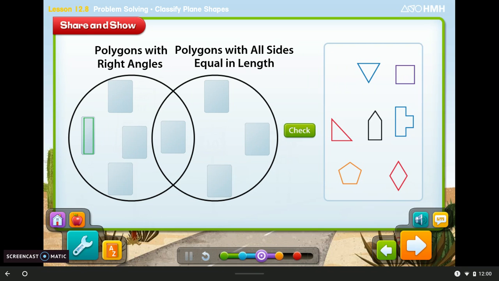Now, what about this triangle? Do you see any right angles on that triangle? No. Do you see, however, that all the sides are equal length? Yes, I see that too.